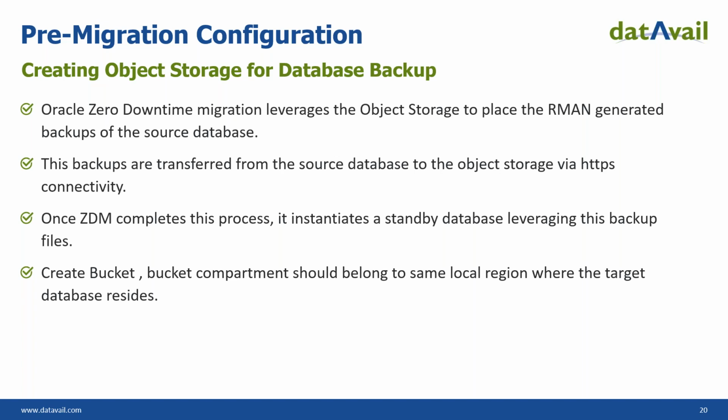And here is how we need to create the object storage for database backup, and to generate the admin backup files. These backups are transferred from the source database to object storage by HTTP connectivity, and that's why we need port 443. And once JDM completes this process, it instantiates the standby database leveraging this backup file. So first, it's going to take an admin backup, and then transfer using HTTPS. That's how we access the block storage outside, and that's why we need HTTPS. Once it transfers the backups, it would initiate the standby database configuration, and it will use all the backup files to restore the database files.